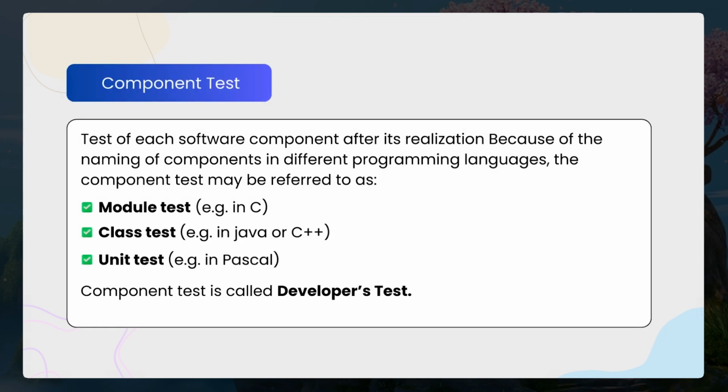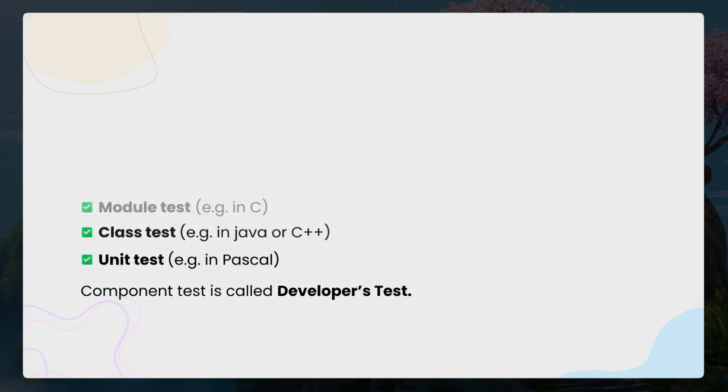Component test is a test of each software component after its realization. Because of the naming of components in different programming languages, the component test may be referred to as module test in C programming, class test in Java and C++, and unit test in Pascal. Component test is called developer's test.